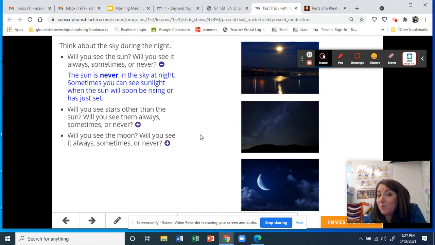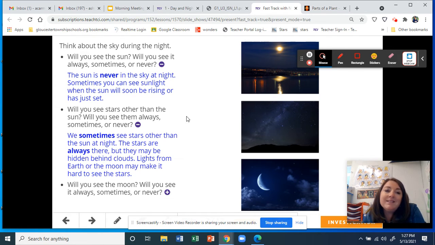Will you see the stars other than the sun? Will you see them always, sometimes, or never? We sometimes see the stars other than the sun at night. The stars are always there, but they may be hidden behind clouds. Light from the earth or the moon may make it hard to see the stars.